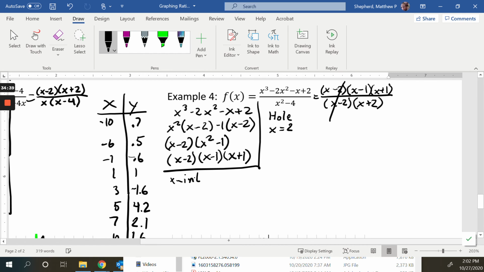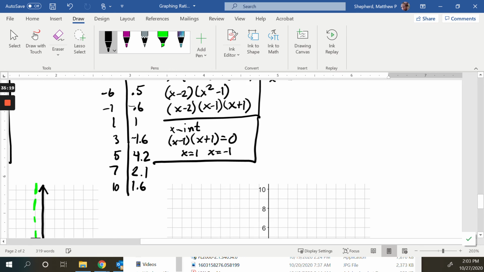So the x-intercept. Now we already know that the minus 2 cancels out of both of them and becomes the hole. So I don't need to focus so much on that. Right now, I just need to know when the rest of the numerator would equal 0. So the x minus 1 and the x plus 1, when those equal 0, and that's going to be when x is equal to 1 and when x equals negative 1.